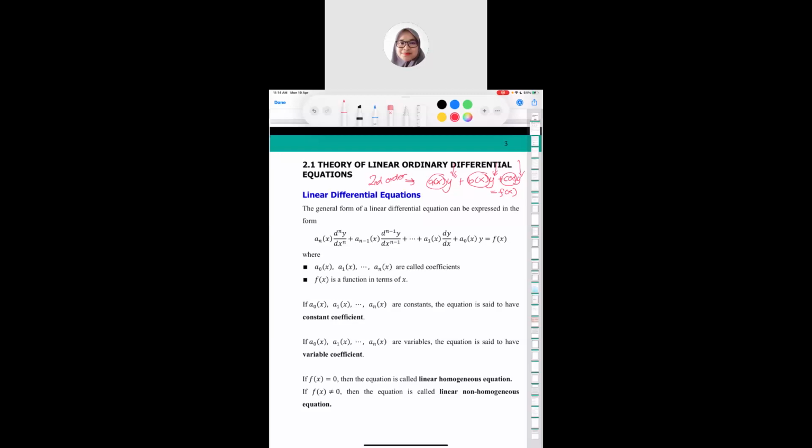The general form of a linear differential equation, we have discussed linear several times already. The general form of a linear equation can be expressed in the form of the equation here. a_{n-1} until a_1 and a_0, we call them coefficients. You already know all that, right? f(x) is a function in terms of x.